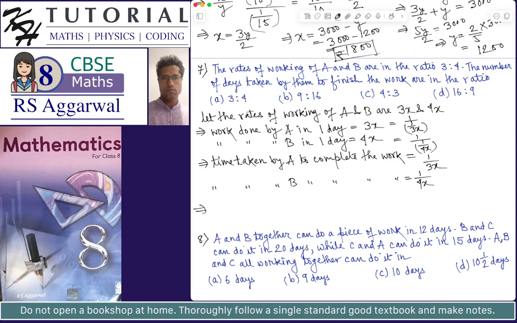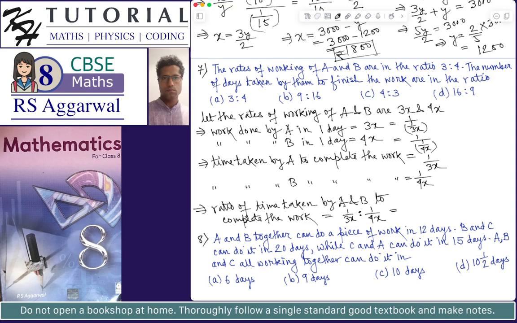Therefore, the ratio of time taken by A and B to complete the work will be equal to 1 by 3x is to 1 by 4x, because we have found that the time taken by A to complete the work is 1 by 3x, and the time taken by B to complete the work is 1 by 4x.